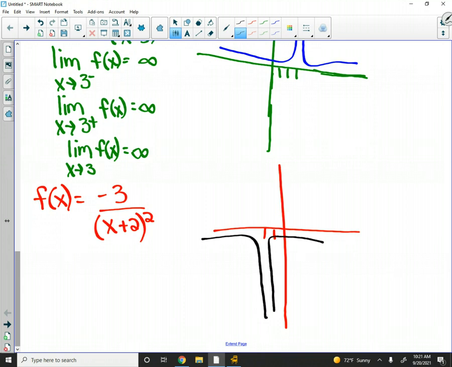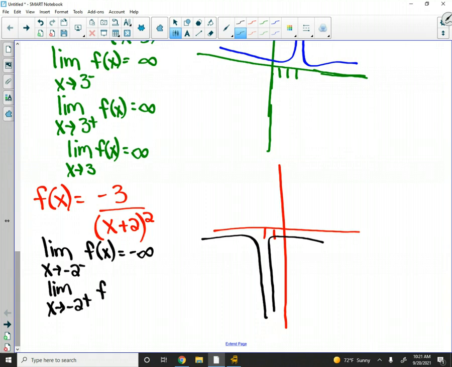Okay, then when we do the 3 limits, the limit as x approaches negative 2 from the left, and that's going to be negative infinity. The limit as x approaches negative 2 from the right, and that's going to be negative infinity. And then the limit as x approaches 2, well, since the two sides match, this is also negative infinity.